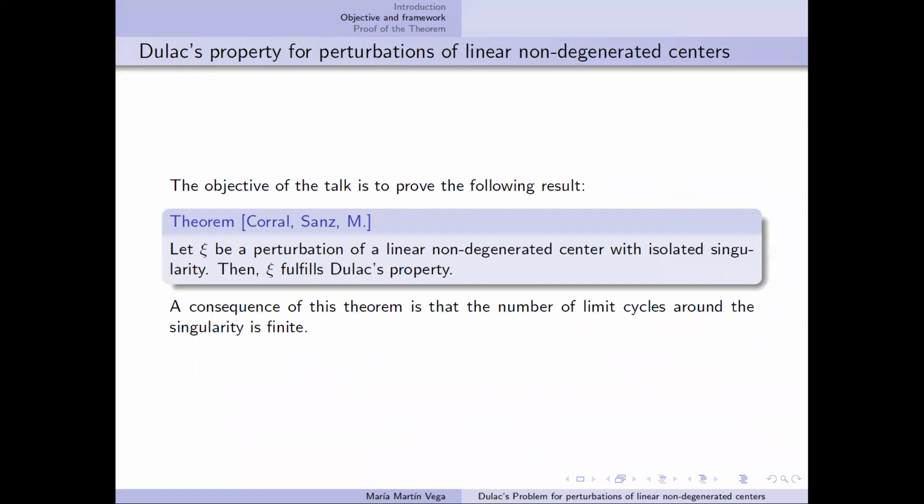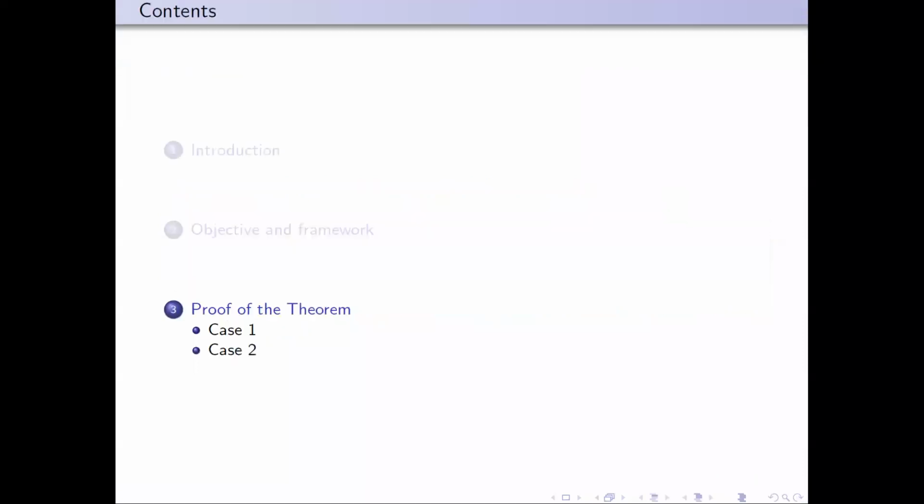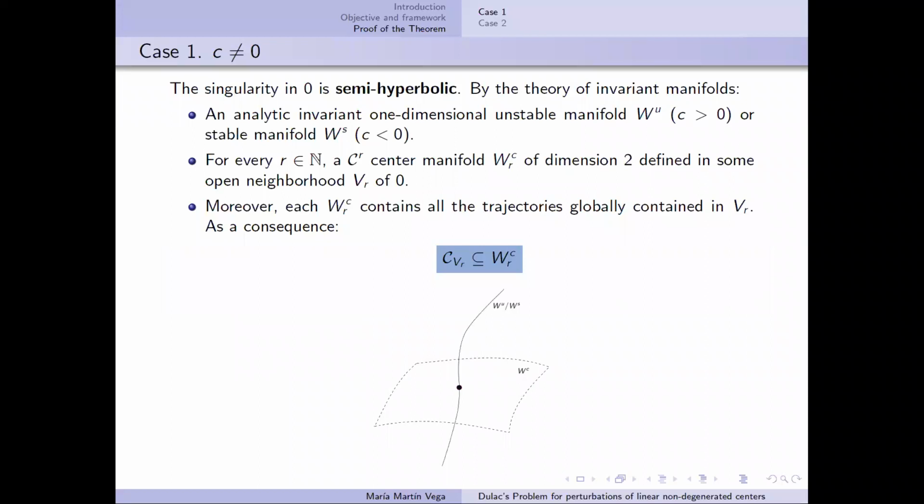So the objective of the talk is to prove this theorem. We have a perturbation of a linear non-degenerated center with the additional condition that the singularity is isolated, then we find that the vector field fulfills Dulac's property. And this is related to the original Dulac's problem because a consequence of this theorem is that the number of limit cycles that we find around the singularity is finite. So now we prove the theorem.